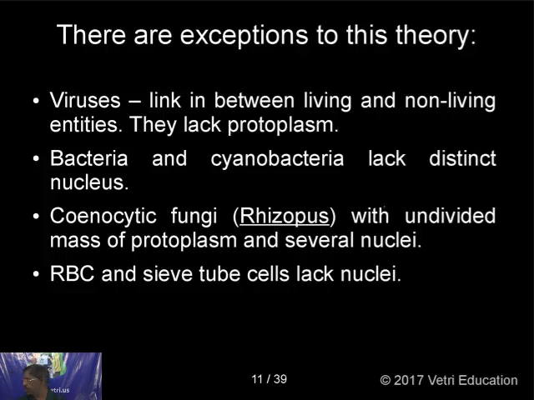And red blood corpuscles and also sieve tube cells lack a nucleus. So we call them living cells, but they do not have nuclei. In RBCs, as well as the sieve tube cells and sieve cells, there is no nucleus; they are enucleated cells.